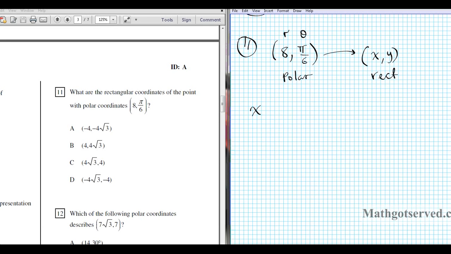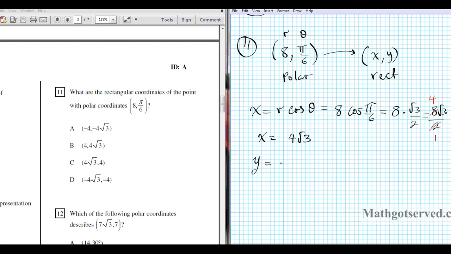Okay, so to find x, we're going to use a formula. If you refer to your formula sheet, r cosine theta is how you find the x coordinate. Okay, and then we know that r is 8 and theta is pi over 6, so we're going to have 8 cosine pi over 6. Cosine pi over 6, if you refer to your chart, is root 3 over 2, so we're going to have 8 times root 3 over 2. If you multiply it across, you have 8 root 3 over 2. You notice that we can divide by 2 top and bottom. 2 goes into 2 once, 2 goes into 8 four times. So this is going to be equal to 4 root 3 for x.